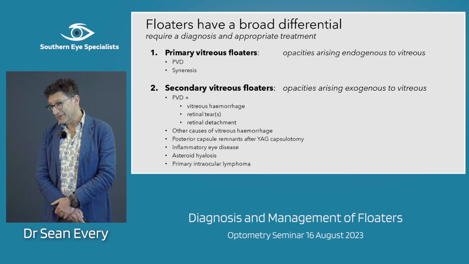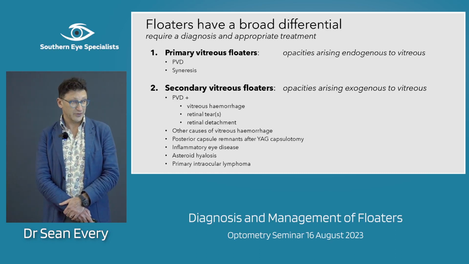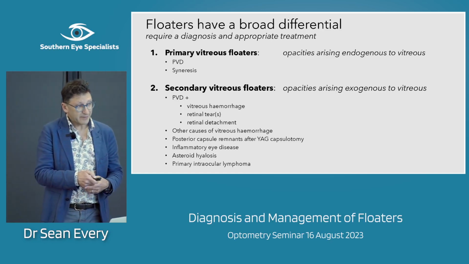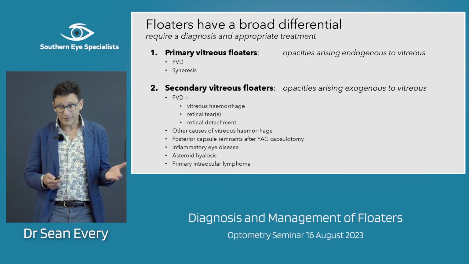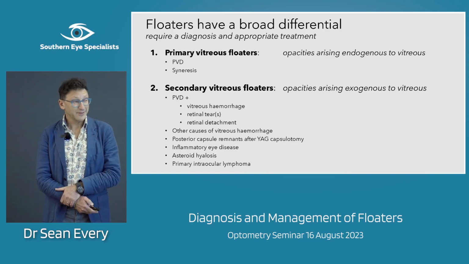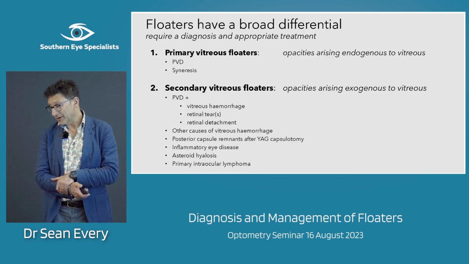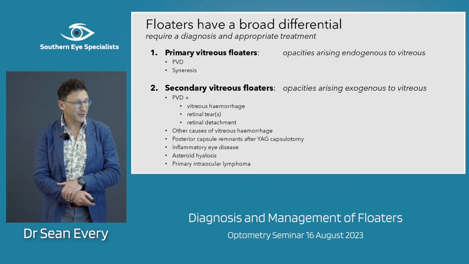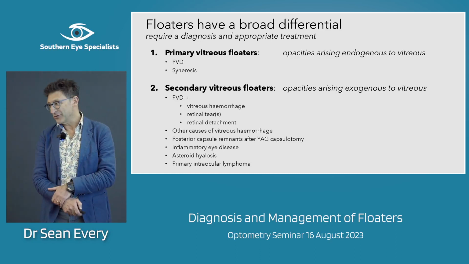Yagging a posterior capsule: I'm sure you've seen some debris floating around in the anterior vitreous, which can be quite symptomatic for some people. And this is a big one here, inflammatory eye disease. You've got to really make sure, because if these floaters are inflammatory eye disease, then it requires a whole different workup. Asteroid hyalosis: I always find it beautiful to look at when you see it, just swirling around in there. And then occasionally, floaters can be a sign of tumours inside the eye.